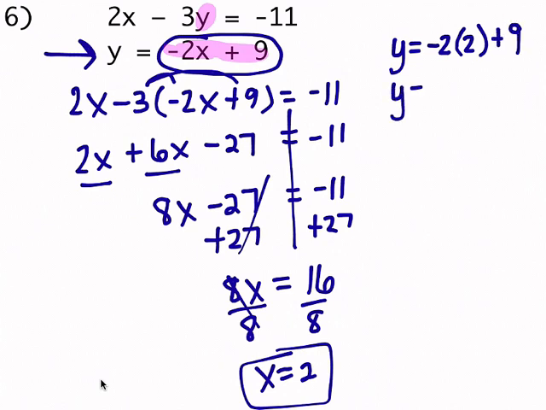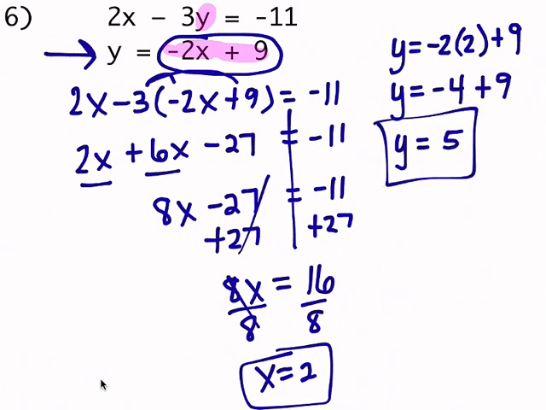Simplify. Negative 2 times 2 is a negative 4. Don't forget about your plus 9. Negative 4 plus 9 is 5. So I know the point at which these two lines would intersect is the point 2, 5.